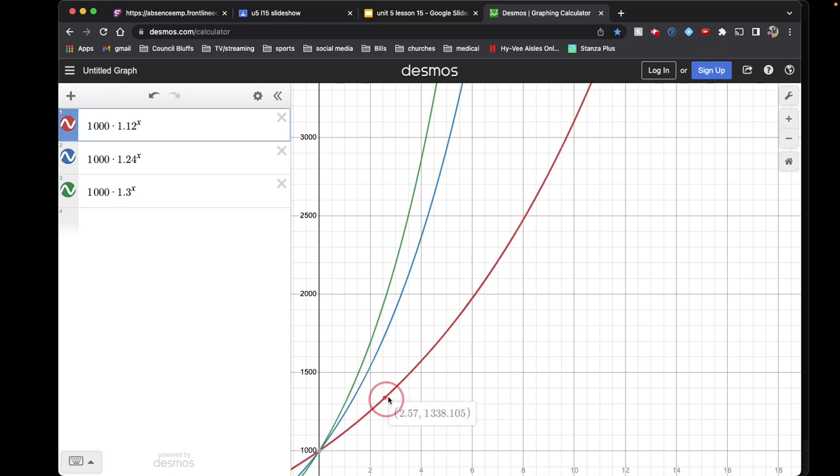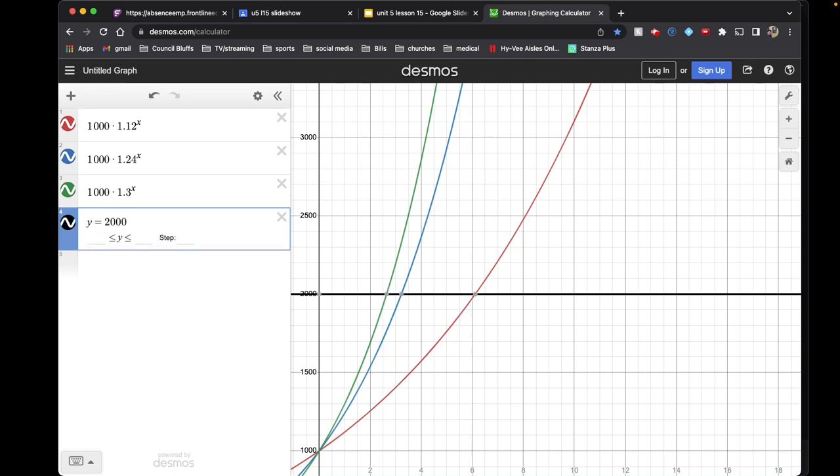I've showed you this before. One of the good things about Desmos is you could drag your mouse along each curve to get an idea. Another thing you could do is add another graph of y equals 2,000. Why 2,000? Because 2,000 is double 1,000. Now I can click on each of the intersection points and see how long it actually takes for the balance to get to 2,000.